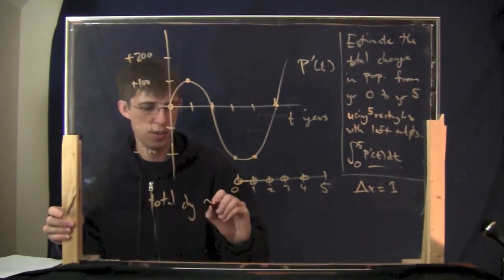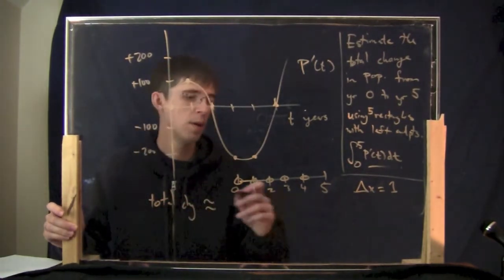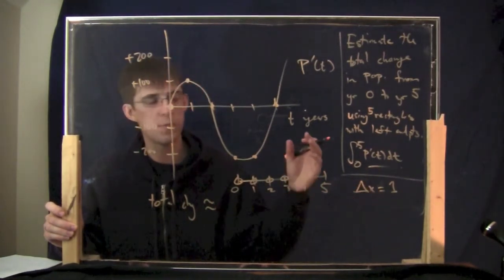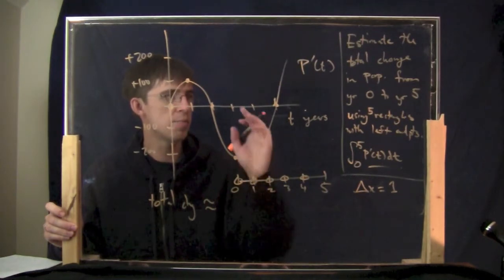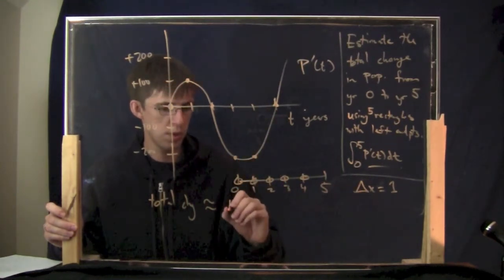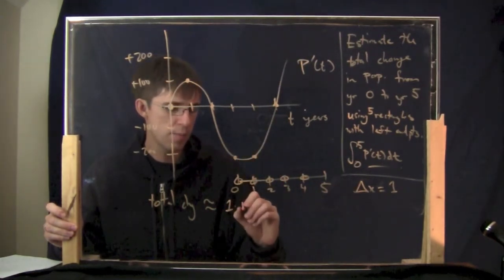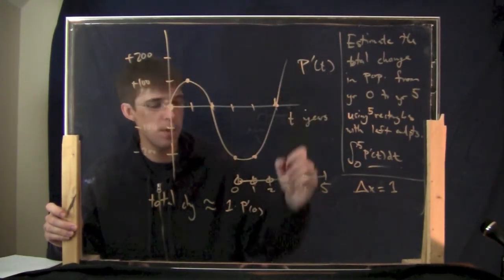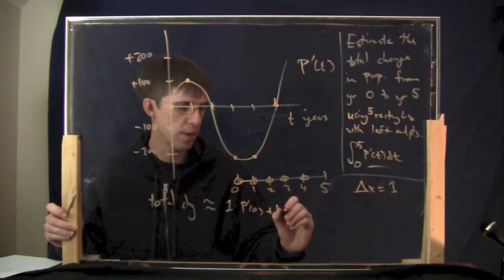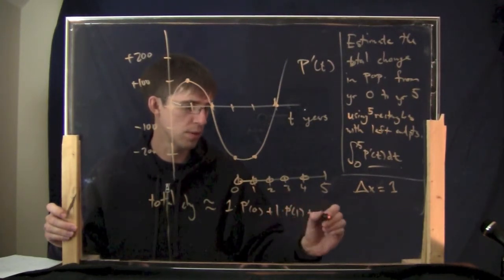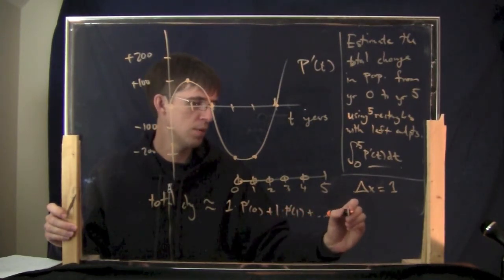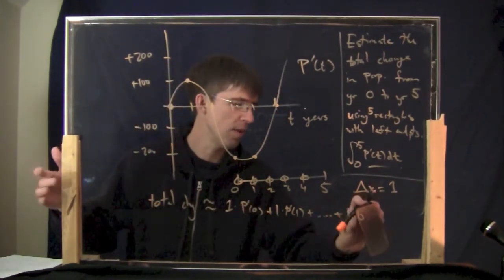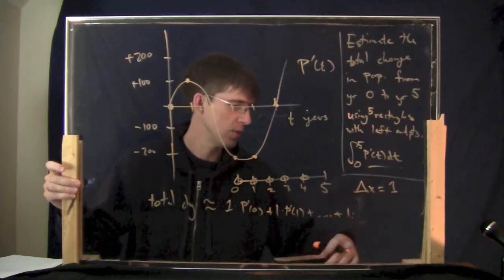Total change is approximately equal to, I'm going to do the whole rectangles thing. So I'm going to add a bunch of stuff together. Each time it's going to be delta x times this thing plugged into the function. So it's going to be delta x, which is 1, times p prime of 0. I said prime because that is the function I'm talking about, p prime, plus 1 times p prime of 1, plus blah, blah, blah, plus 1 times p prime of 5 is what I want to see here.